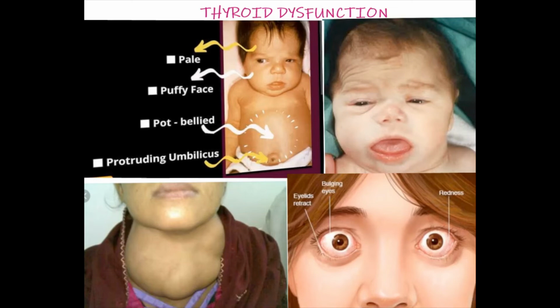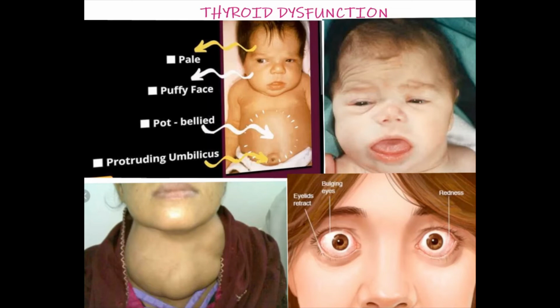When the thyroid hormone is secreted by the thyroid gland, if the amount is very less, or there is decreased secretion, that condition is known as hypothyroidism.